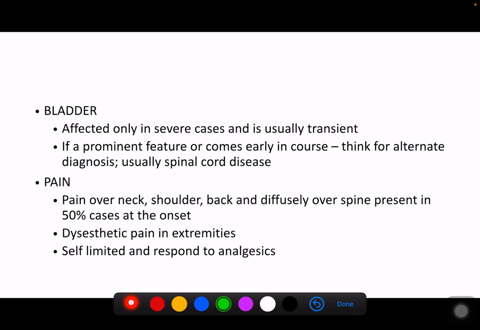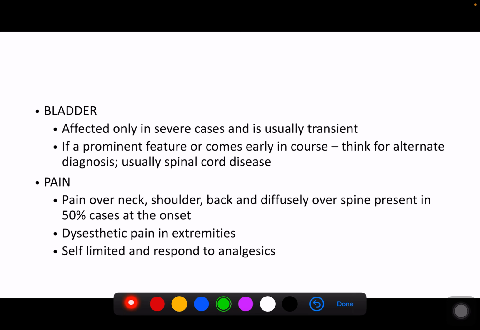If a prominent feature comes early in the course, think of an alternative diagnosis, usually spinal cord disease. Late onset of bladder involvement, no fever, albuminocytologic dissociation, ascending paralysis: that is Guillain-Barré syndrome. Now, pain over the neck, shoulder, back and diffuse over the spine is present in 50% of the cases at the time of onset. Dysesthetic pain in the extremities is self-limiting and responds to analgesics. So basically there will be pain.